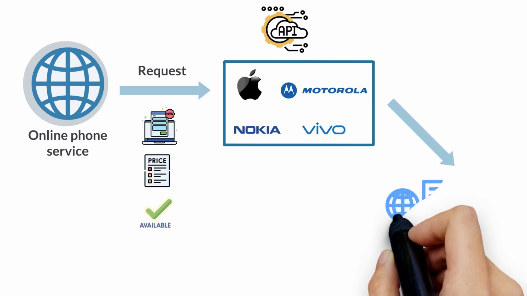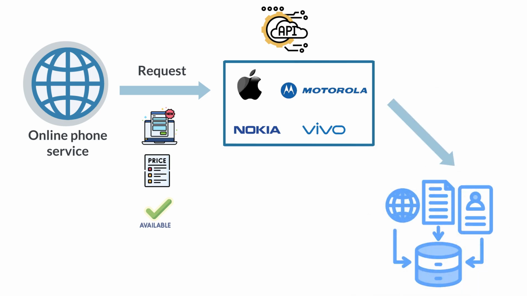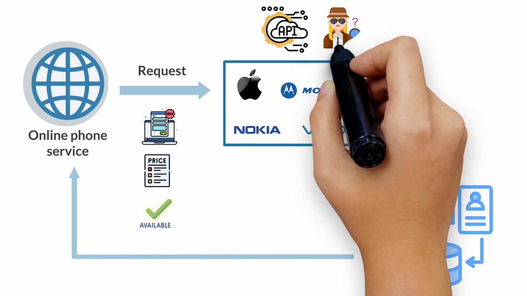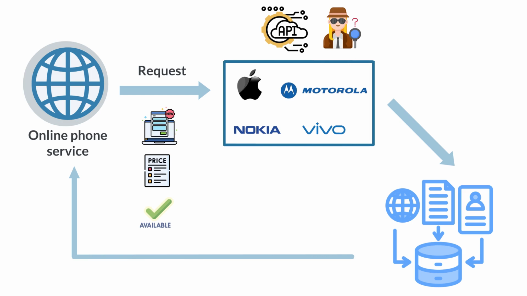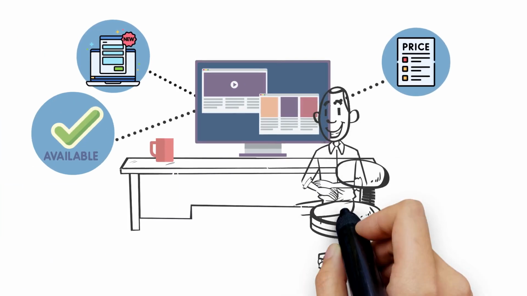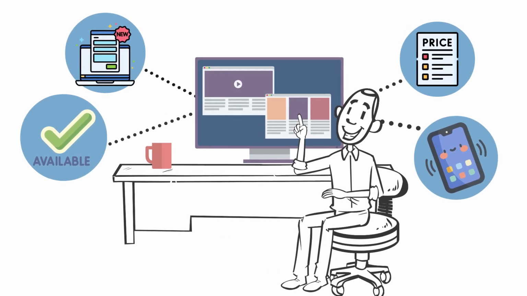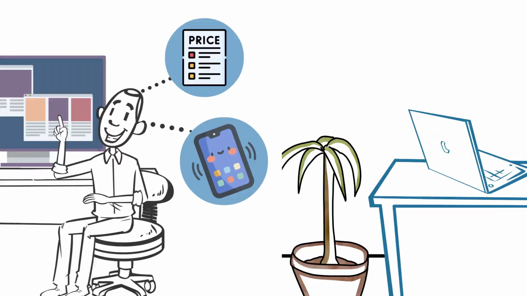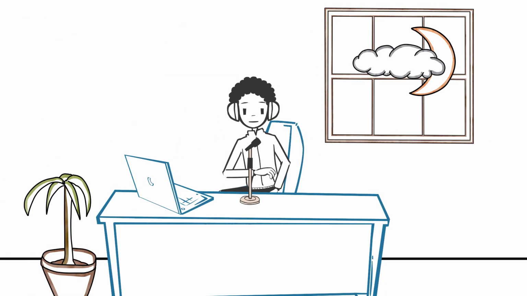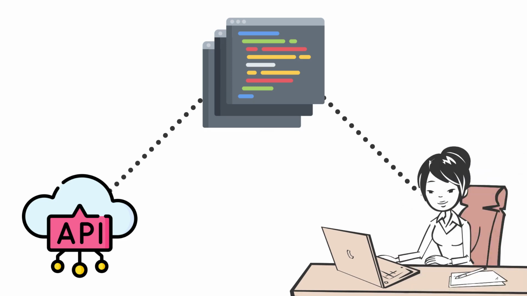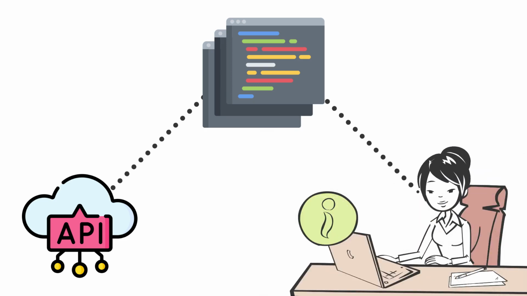So then, each API goes to its respective company's database, aggregates the relevant information, and brings it back to the online phone service. It's as if the APIs are little detectives, gathering all the clues you need. Once they have all the data, the online phone service puts it together and shows you a list of options from different companies. You can then choose the best phone that suits your needs, all thanks to the work of these behind-the-scenes APIs. So, APIs act like the invisible threads that connect different systems together, allowing them to exchange information and provide you with the choices you're looking for.